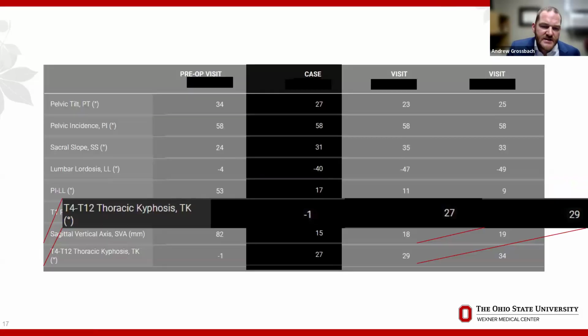And then I think more interestingly is what happened to her thoracic kyphosis. So first number there, -1. So she's actually 1 degree lordotic in her thoracic spine from T4 to T12. And then you can see our plan with that relaxation of the thoracic kyphosis, 27 degrees, and she was about 29 degrees. So very accurate in what's going to happen, reciprocal changes in the thoracic spine after our surgery.